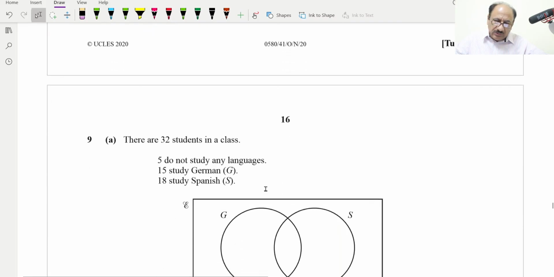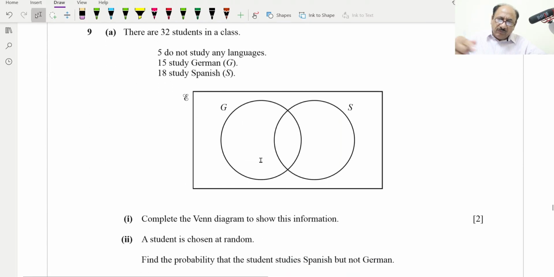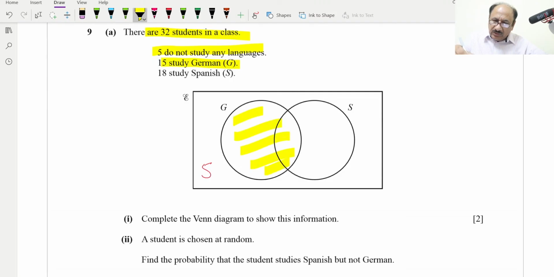Next question is question number 9, which is a Venn diagram question. There are 32 students in a class. 5 do not study any language, so 5 will be outside over here. We can write 5, and 15 study German, so 15 are in this area, and 18 study Spanish, so 18 are in this region.